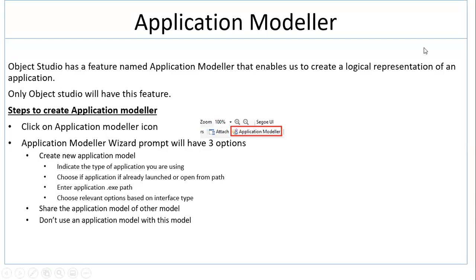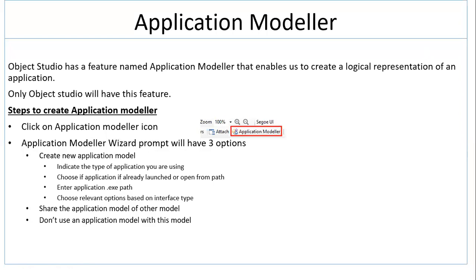Welcome to the next session, Application Modeler. Object Studio has a feature named Application Modeler that enables us to create a logical representation of an application. Only Object Studio will have this feature, but you will not be able to see it in Process Studio. There are certain steps you need to follow to create an application modeler for the first time.